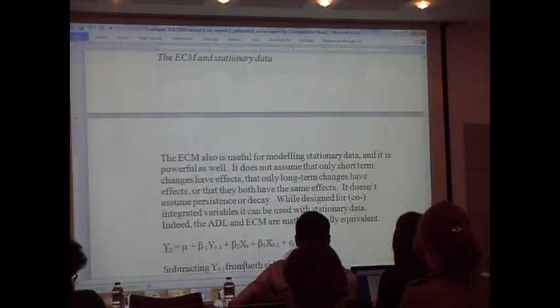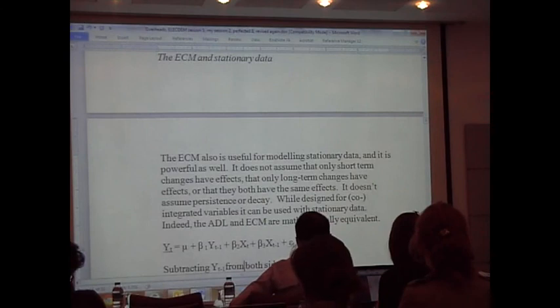Now, the ECM is also useful for modeling stationary data, and it's really powerful. The great thing is it doesn't assume that effects are short run. They can also have long run effects. It doesn't assume persistence or decay. So this is really, like Mark was saying, very general. It can explicitly incorporate disequilibria right into the model, and it can also deal with short term.